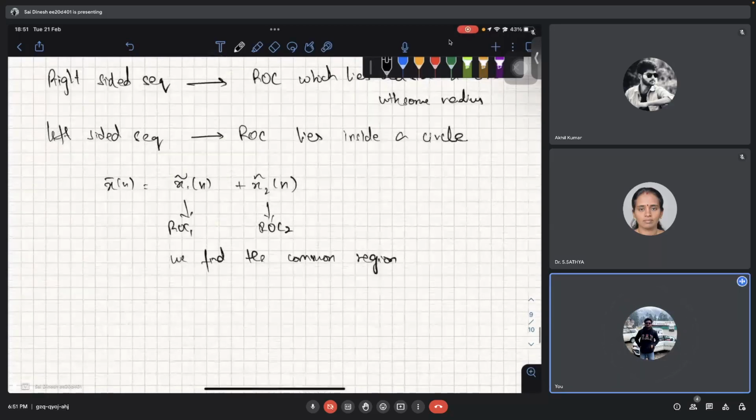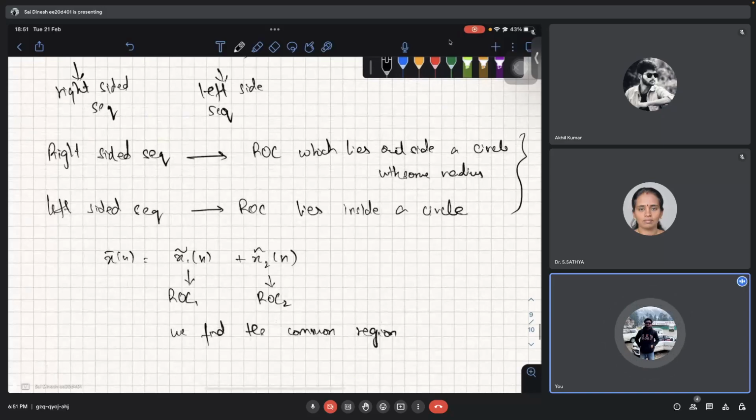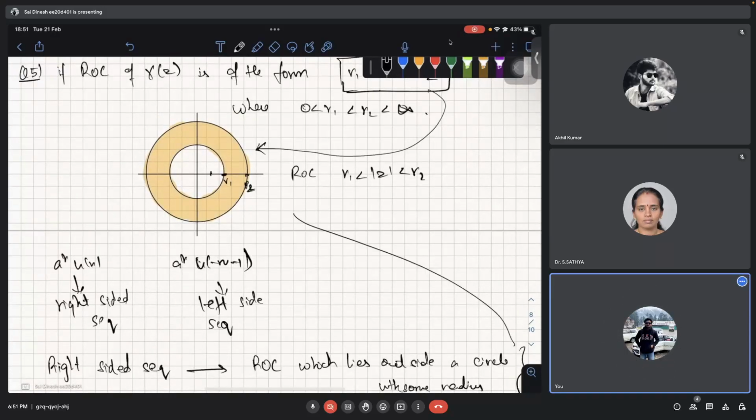Okay, so here, in the case of having a summation of two signals, we find ROC1 and ROC2, and then we find the common region. From this intuition we need to find it if it is a double-sided sequence.